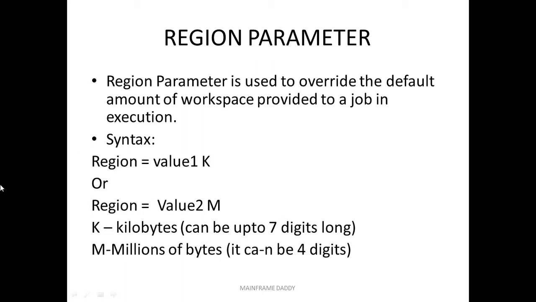And here is the syntax: region equal to value 1k or region equal to value 2m. The region can be in kilobytes or it can be in millions of bytes. The length of kilobytes is up to 7 digits long, whereas the length of millions of bytes is 4 digits long.